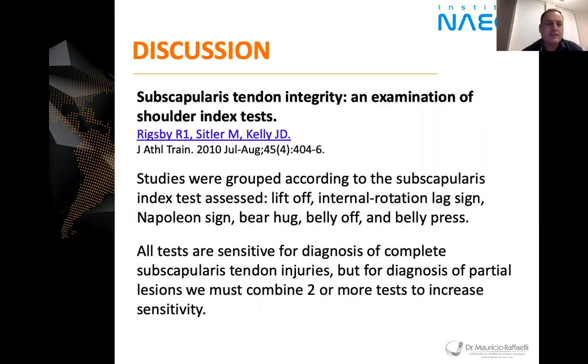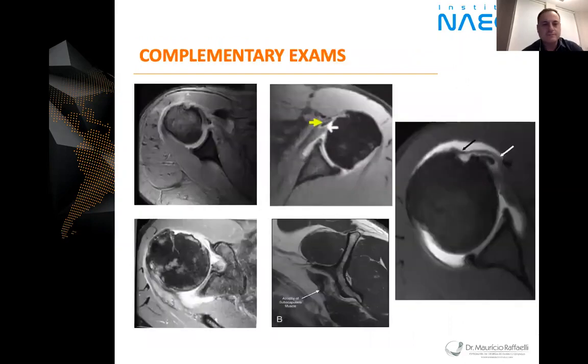This article showed that all of these tests have sensitivity in the diagnosis of complete lesions of the subscapularis. However, the association of these tests increased the sensitivity of diagnosis of partial lesions of the subscapularis. The main exam for diagnosing lesions of the subscapularis is magnetic resonance imaging, or MRI, showing that in the axillary section we can see tendon injuries directly, as in this case, and indirect signs such as anterior dislocation of the long head of the biceps, as in this other case, this one, and this one. We can also see in the sagittal cut of the MRI partial or total subscapularis muscular atrophy, like in this case.